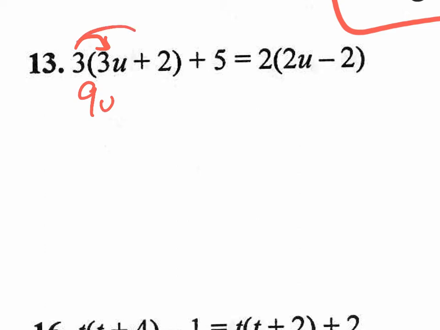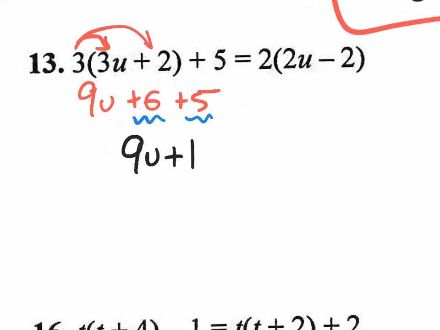9u. How about 3 times 2? 6. Bring down the plus 5. Is there anything else I could do after distributive property? 11. Yep, combine like terms and get 11. So I now have 9u plus 11.